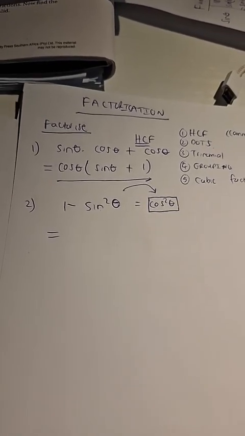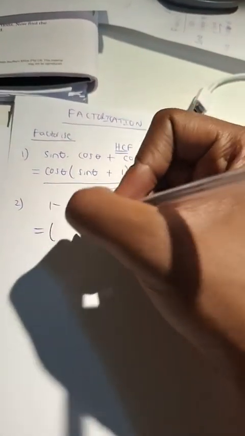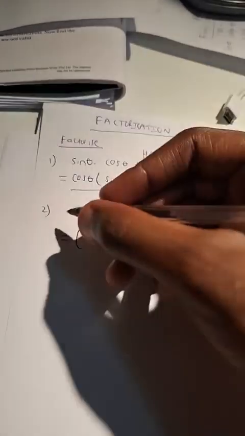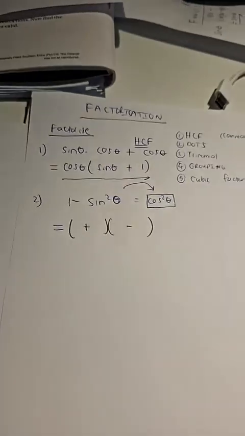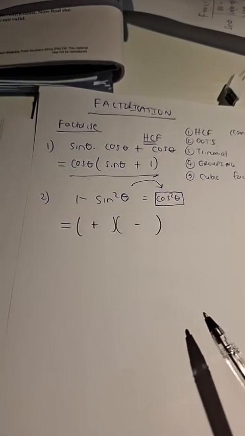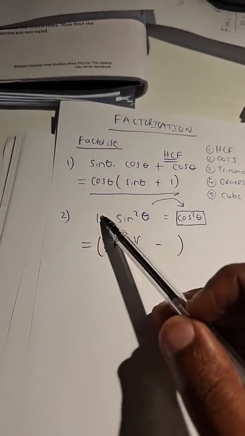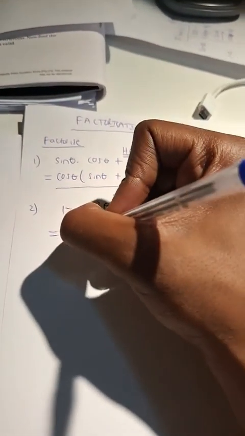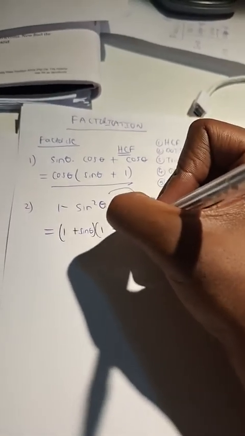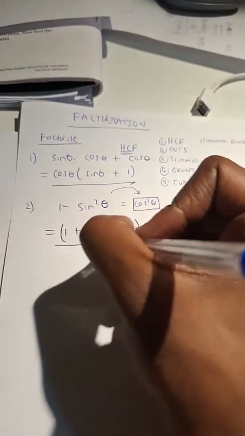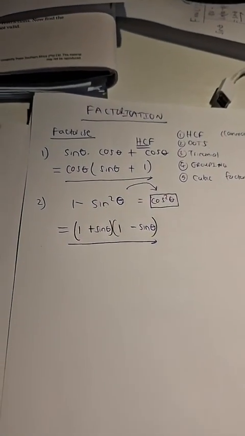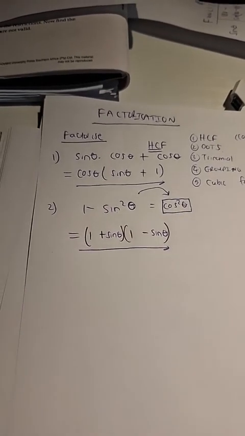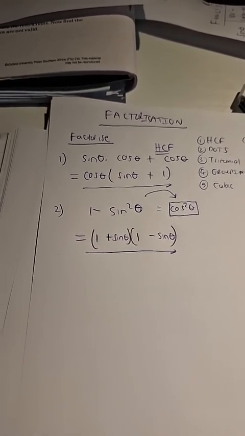So what if I factorize 1 minus sine squared theta? It's a difference of two squares. So when I'm factorizing a difference of two squares, I open two brackets. My first bracket and my second bracket will have a plus and a minus. The square root of 1 is 1 and 1. The square root of sine squared theta is sine theta and sine theta. So therefore this is factorized, a difference of two squares. Yes, Luba, you are 100% correct there.